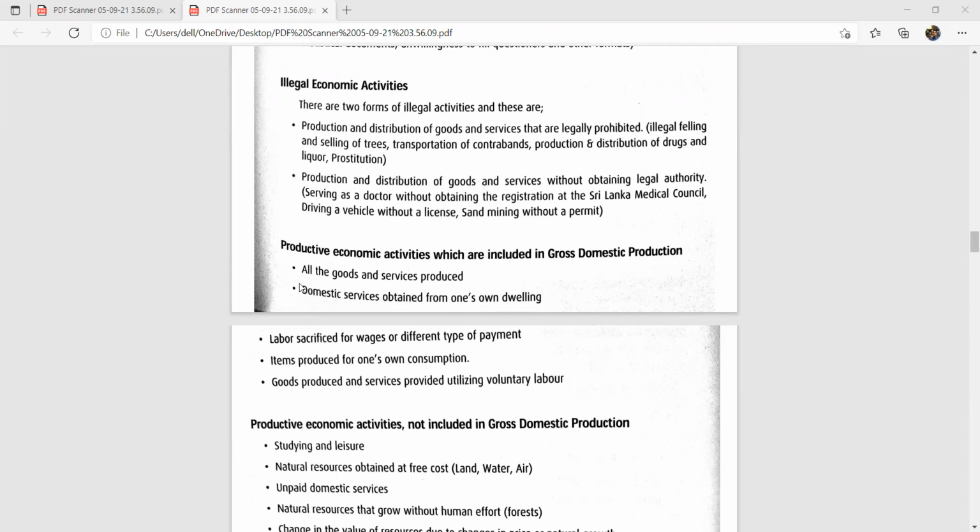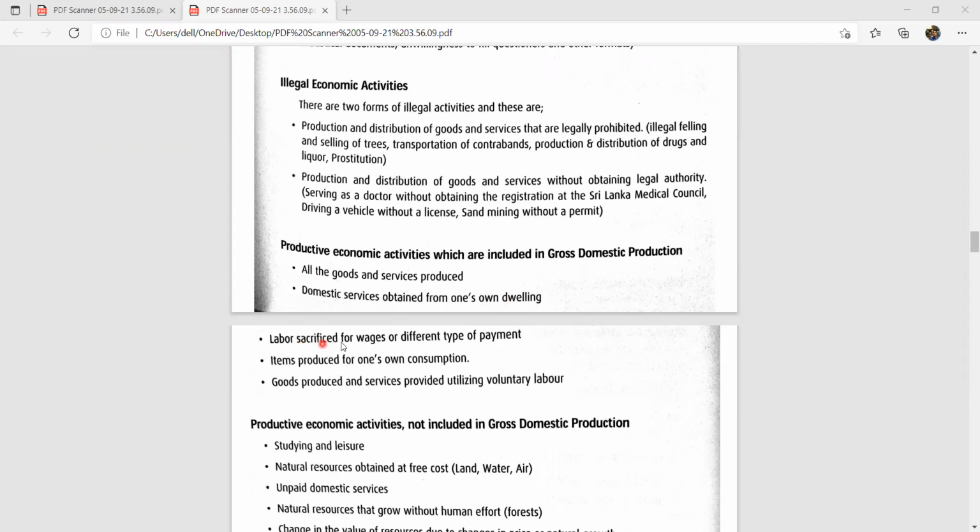Right. Thereafter, productive economic activities which are included in gross domestic product. These are the economic activities which are included in the gross domestic product. Actually, there are several events. First of all, the goods and services produced: all the goods and services produced should be included. Domestic services obtained from one's own dwelling. Domestic services, if someone is occupied in providing a service, should be included.